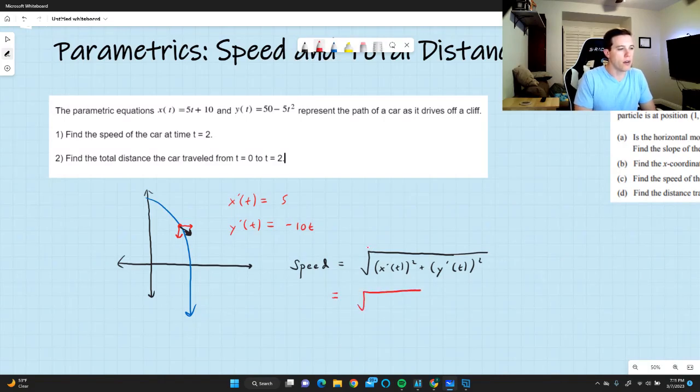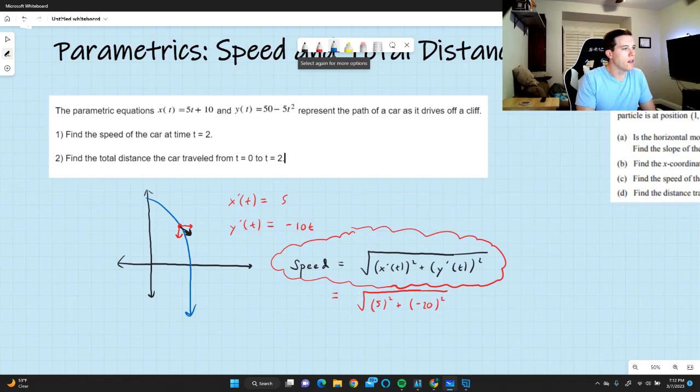So in other words, if I want to find the speed at time 2, I would plug 2 into the x component and square it. So that's just 5 squared, plus plug 2 into the y component and square it. So I get negative 20 squared, which makes it positive. When you square both of them and then take the square root, you're going to get a positive answer every time. So your speed is always positive when you do this calculation. And that's really it. It's not too much to it. You just have to know the formula for speed, which comes from the Pythagorean theorem. Okay, so question 1 done.